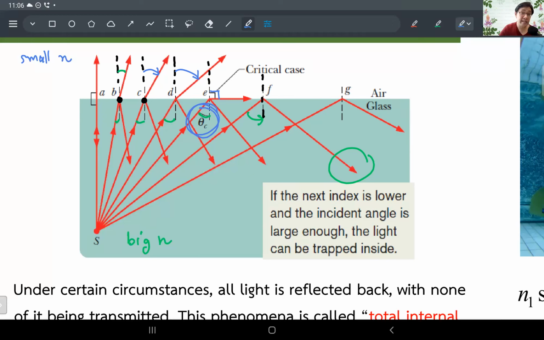Okay, and if the incident angle goes beyond this critical angle, you will not get refraction anymore. You will get 100% reflection at the surface. Okay, sounds good. A question comes in: does the critical angle change with frequency of light?